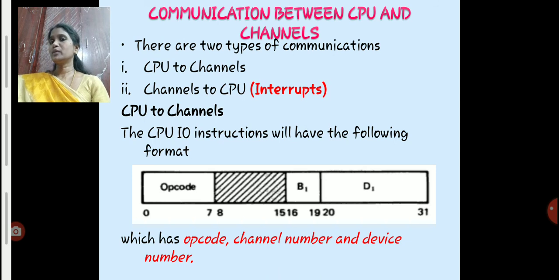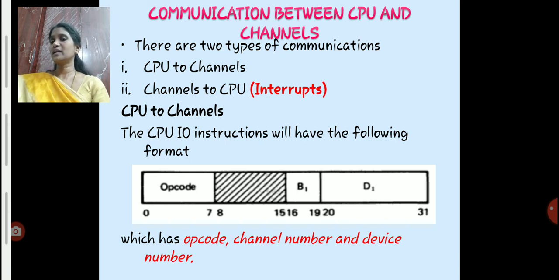Now we see the communication between the CPU and the channels. There are two types of communication. One is CPU to the IO channels. The next type is IO channels to CPU. When the CPU connects to the IO channels, this is done with the help of IO instructions. When IO channels communicate with the CPU, that is done with the help of interrupts. Interrupts we see later in the next video. We see only the first type, which is CPU to channel communication.